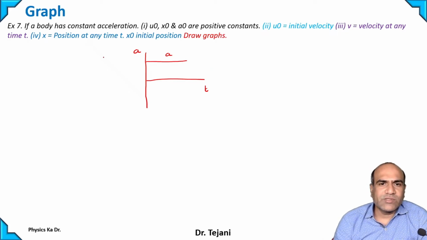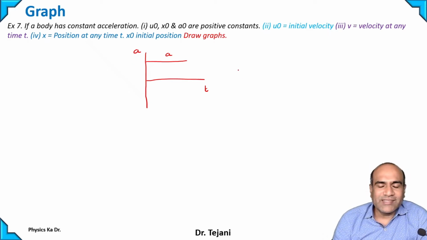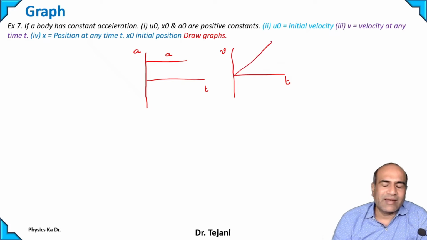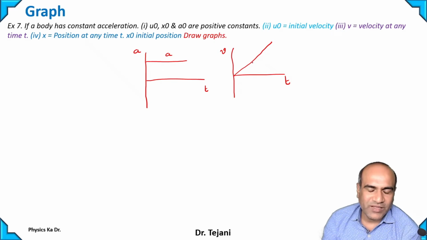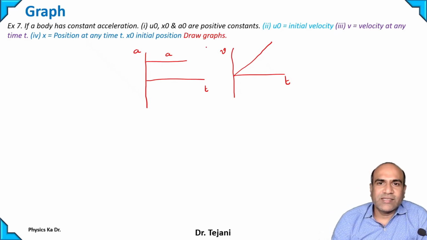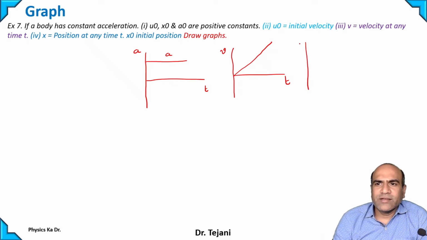You can see here that acceleration is positive. So what should the graph be for v and t? If this is a straight line, that means the velocity and t graph should have an inclined line. That is for sure. So this is velocity, this is acceleration, and it starts with u0. And all are positive, so the positive side. Fine. Then the third graph, the S T graph.